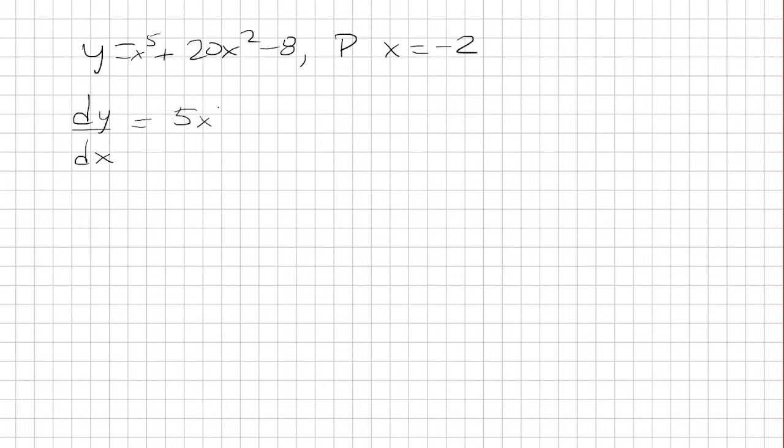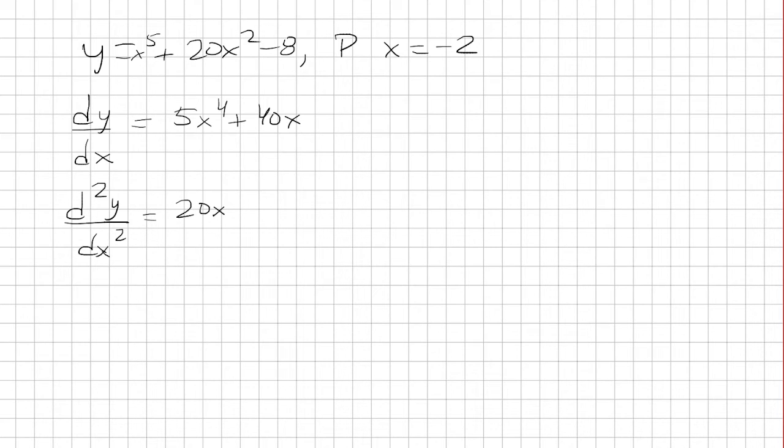The curve with the equation y equals x to the fifth plus 20x squared minus 8 passes through the point P where x equals -2. Let's find the second derivative at the point P. For that, we need to find the first derivative, and then we'll have to take the derivative of that to get to the second derivative.